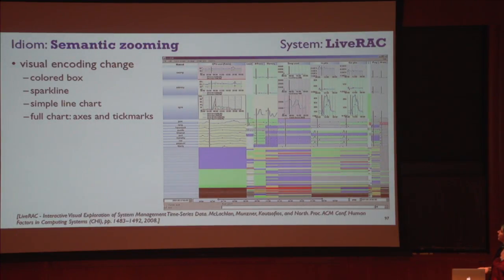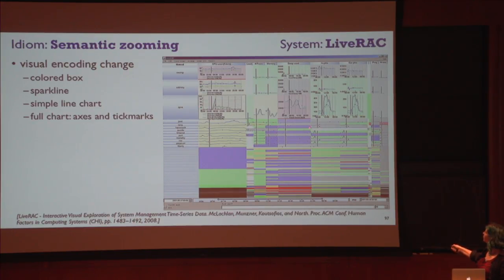Here's a system out of some of our own work in my lab called LiveRack, where the size of the box determines what kind of a graph is drawn within it. And if you've got a pretty large box, then you're doing what you're used to seeing. It's a full-on line graph. There's multiple lines superimposed. There's axes. There's tick marks. There's labels and all that.